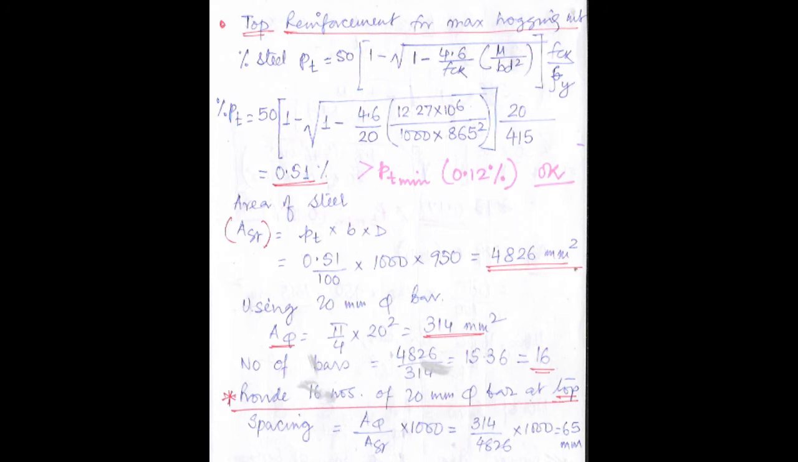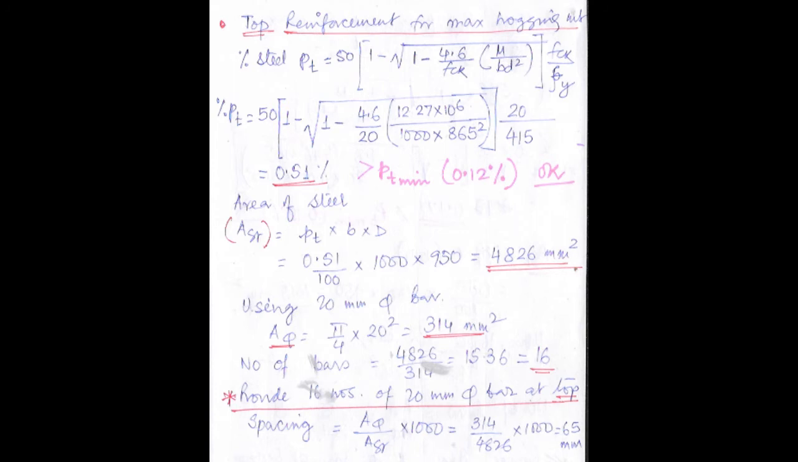Now, as we have assumed that we will use a 20 millimeter diameter bar, the area of one bar is pi by 4 into 20 square, that is 314 millimeter square. So the number of bars we have to use: how will we calculate it? The total area required divided by the individual area of one bar. So 4826 divided by 314 gives 15.36, so we can assume it as 16.